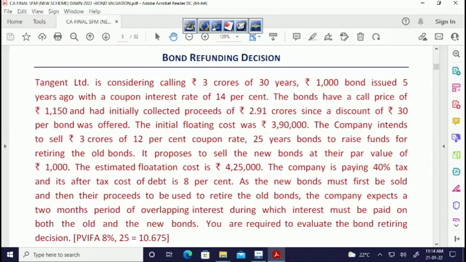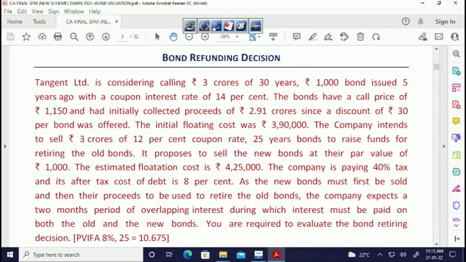Had initially collected 2.91 crores at that time, so 9 lakh was the discount. The initial flotation cost was 3 lakh 90, so 12 lakh 90 was the flotation cost and discount which was being amortized over 30 years. 5 years are amortized, 25 years amortization is left which will hit the PL account right now. So two things will hit the PL account right now: 45 lakhs and 12 lakh 90,000 into 25 by 30.